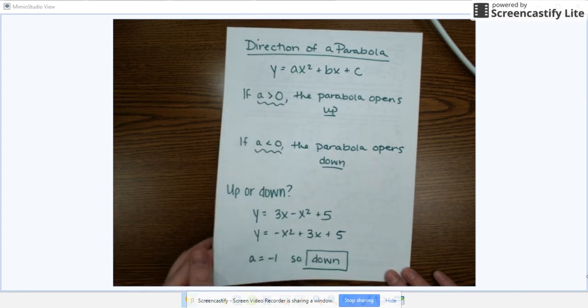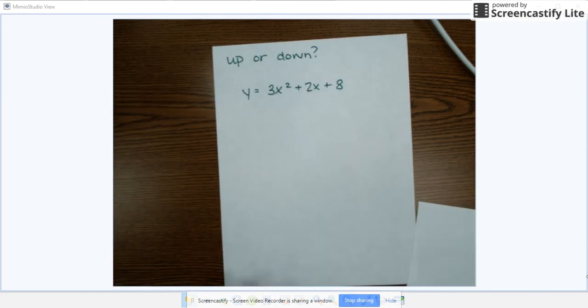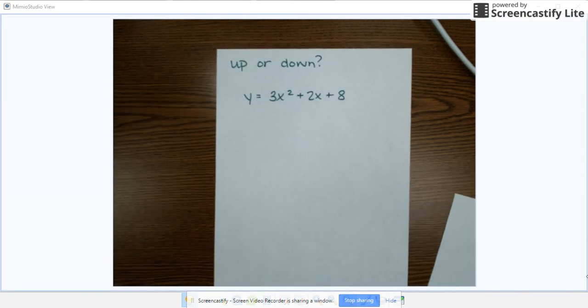And last but not least, I want you guys to decide whether this parabola will open up or whether it will open down.